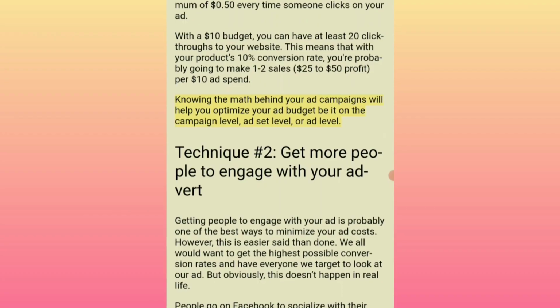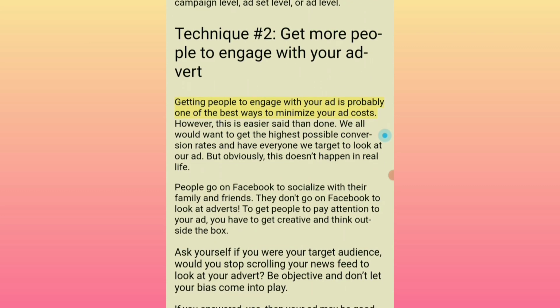Technique number 2. Get more people to engage with your advert. Getting people to engage with your ad is probably one of the best ways to minimize your ad costs. However, this is easier said than done. We all would want to get the highest possible conversion rates and have everyone we target to look at our ad. But obviously, this doesn't happen in real life.